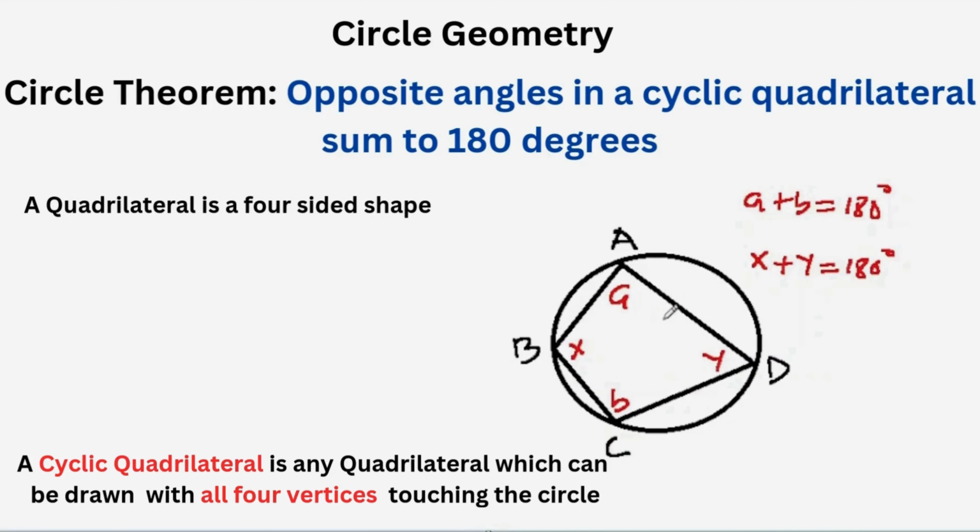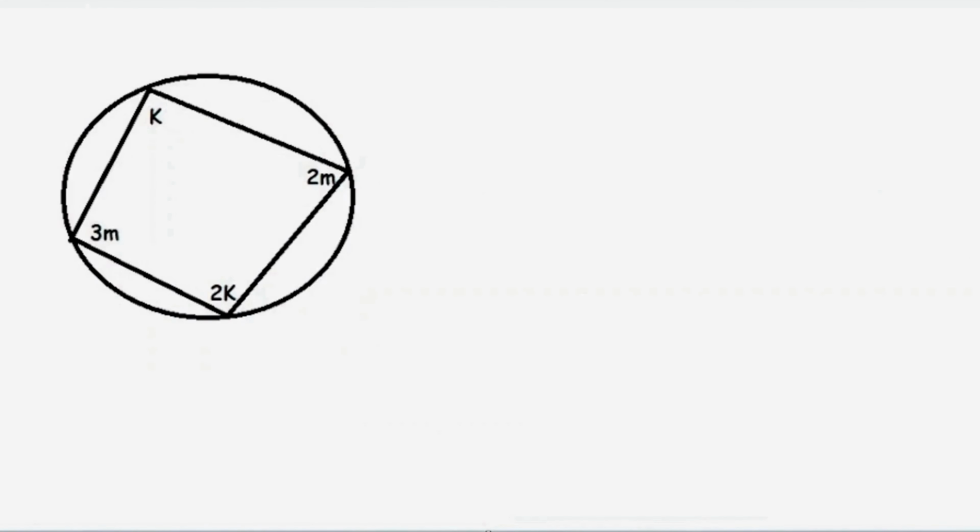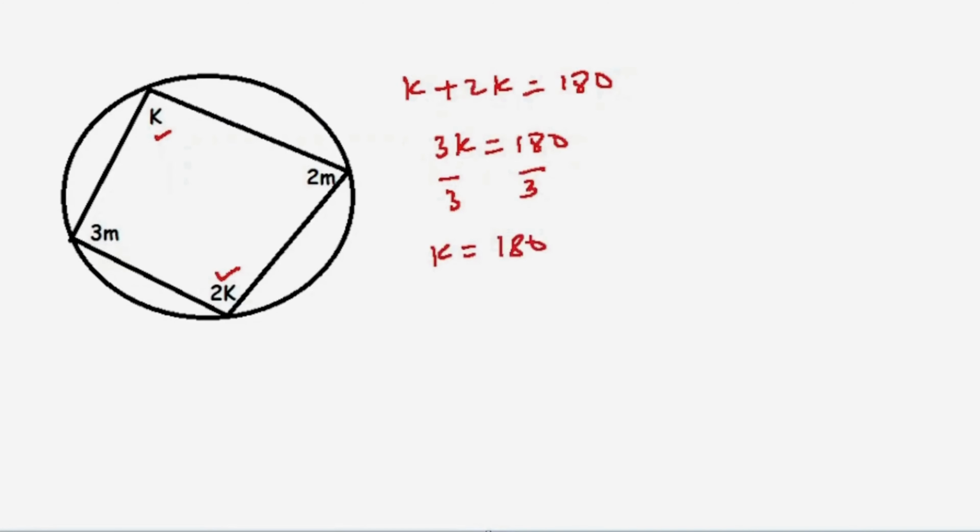Now let's take some exercises. In this example, K is opposite to 2K and we have a cyclic quadrilateral. So according to our theorem, the sum of opposite angles in a cyclic quadrilateral adds up to 180 degrees. So K plus 2K equals 180 degrees. So this is 3K equals 180. Divide both sides by 3, and we're going to have K equals 180 divided by 3, and this is actually 60 degrees.